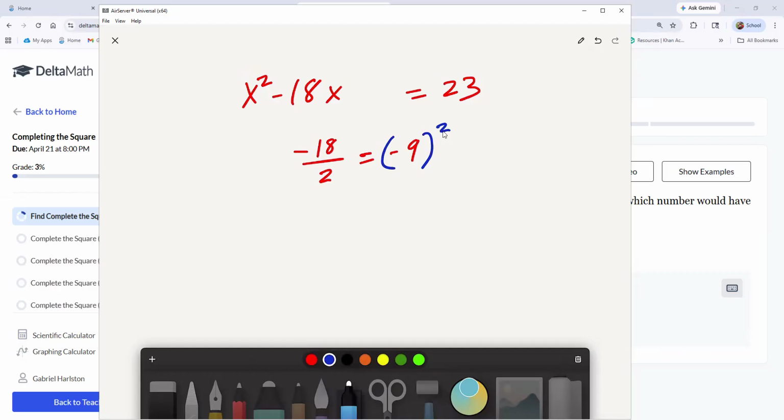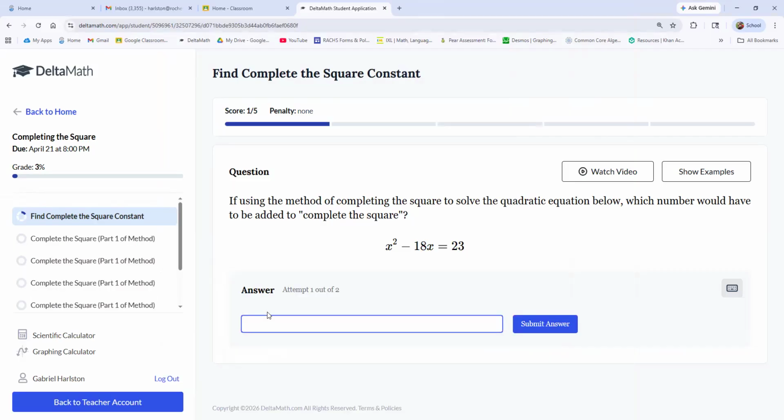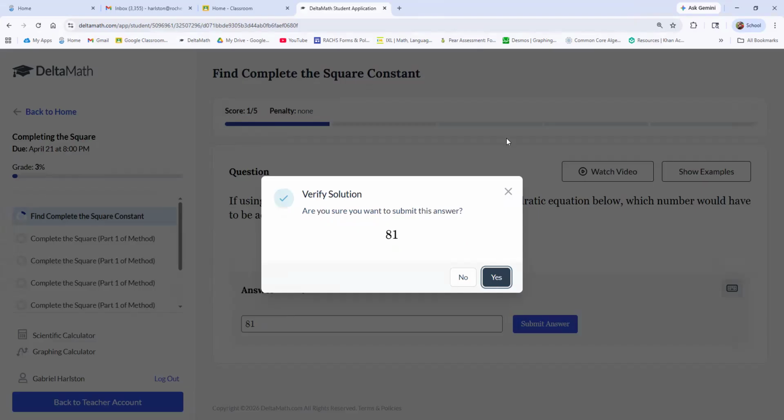So negative 9 squared, let me go and do that real quick. Negative 9 squared is 81. And so that's what we write here. That's what we add to both sides in order to complete the square. All right, I'm going to do one more, and then I'm going to stop.